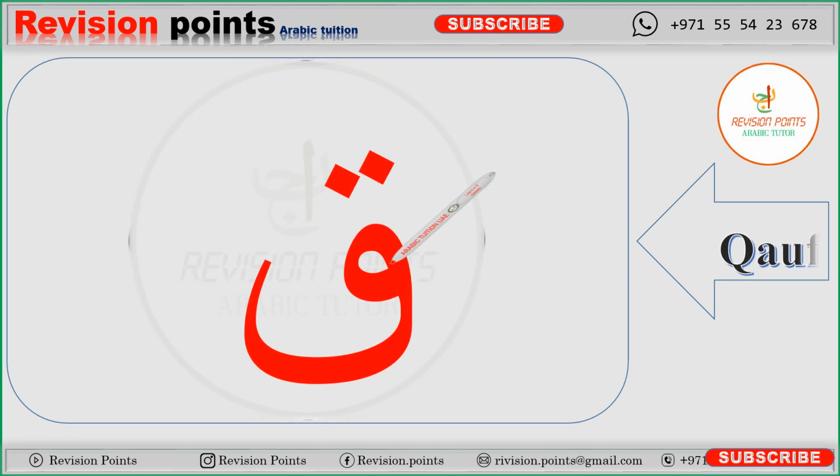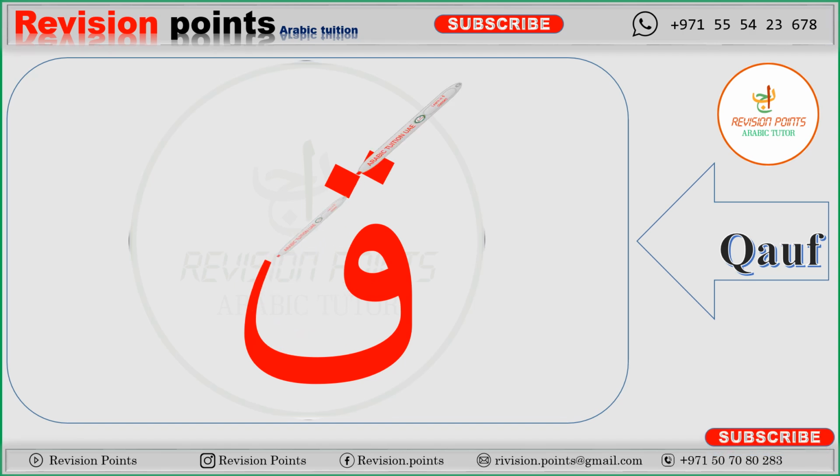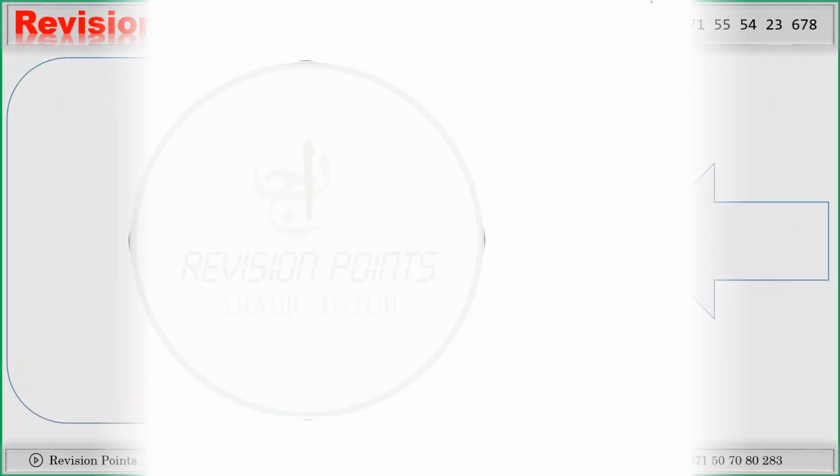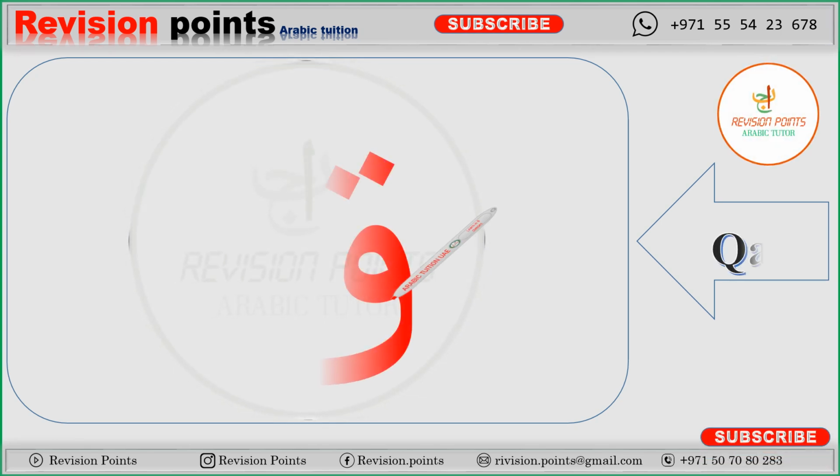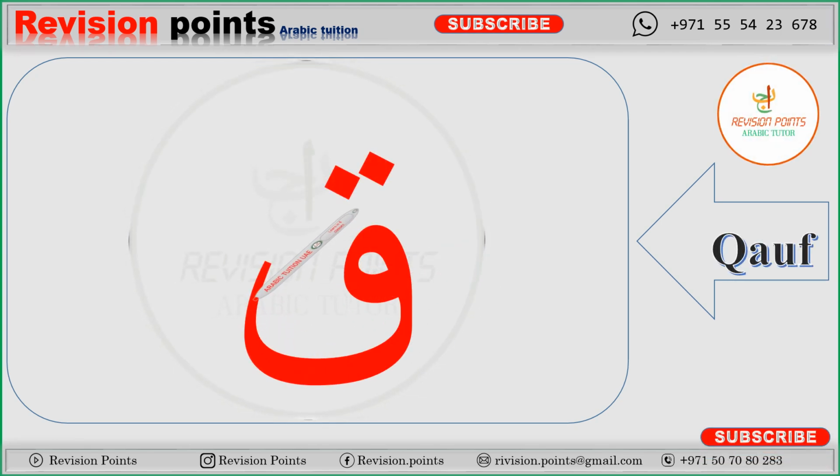Off, off. Make a circle, bring down and slide turn left and slide turn up and put the dots.